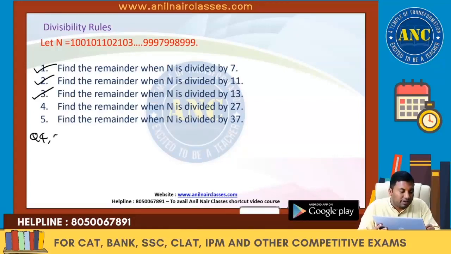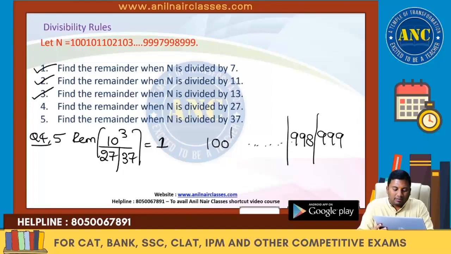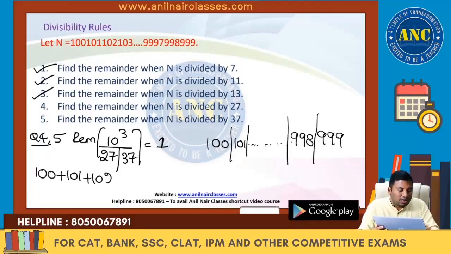Question number 4 and 5. The logic is: the remainder of 10 power 3 divided by 27 or 37 is 1. So here it is 999, here it is 998, and so on up to 100. Take a group of 3 digits and add them. So the answer is 100 plus 101 plus 102 and so on up to 999.